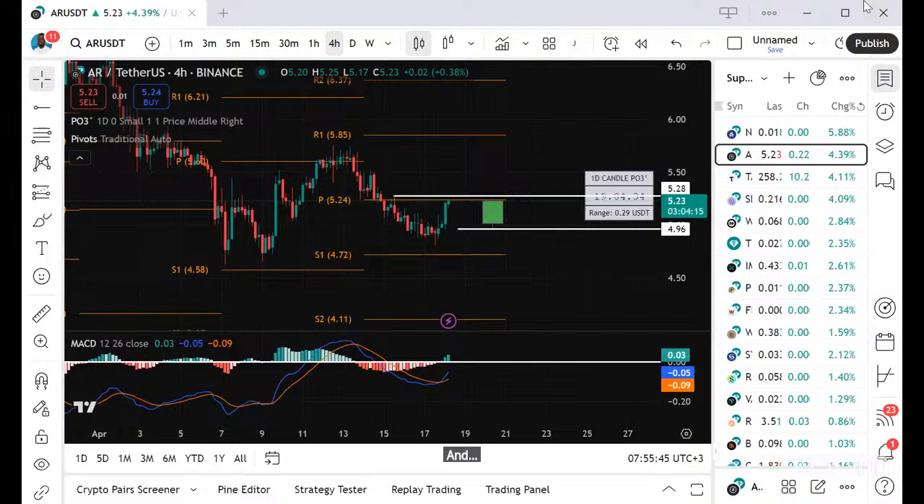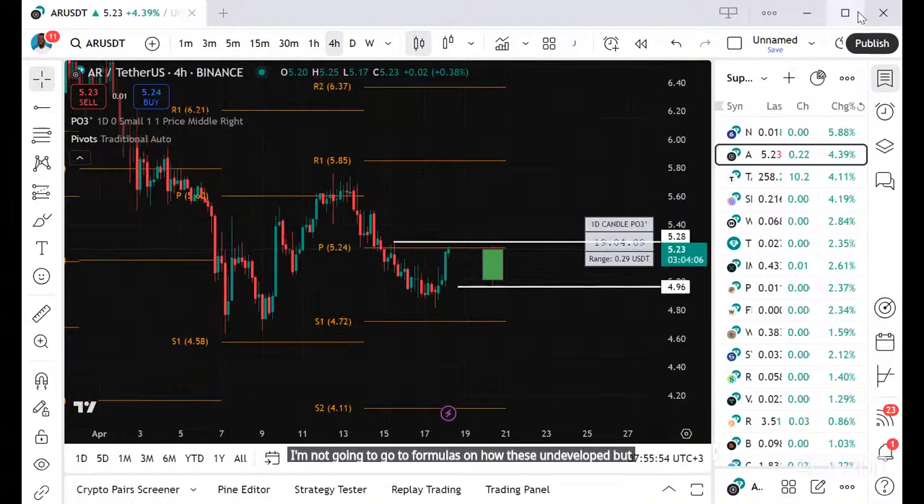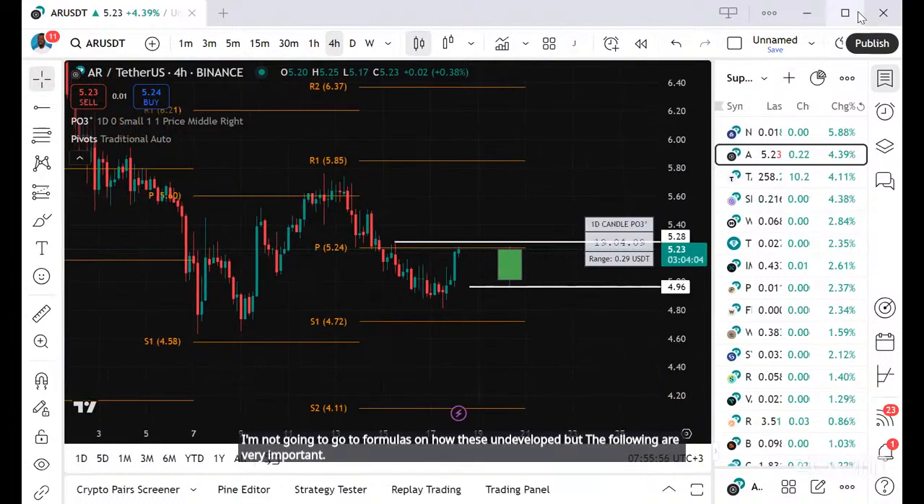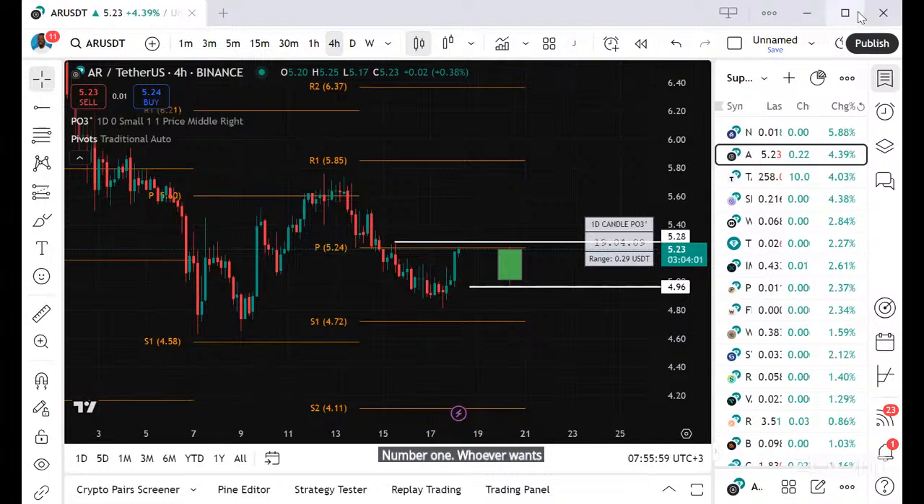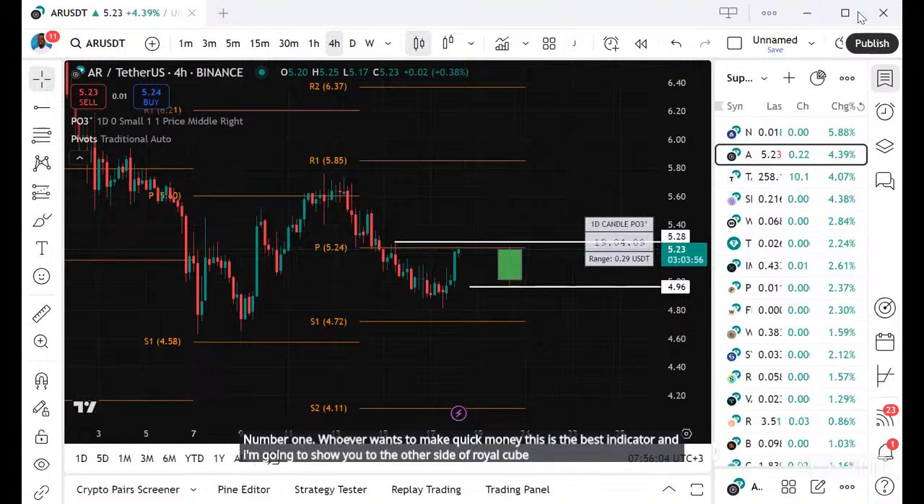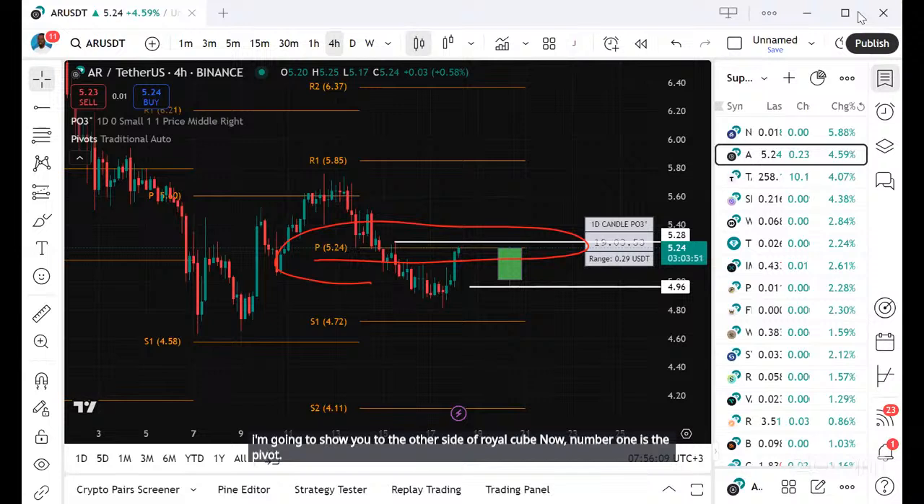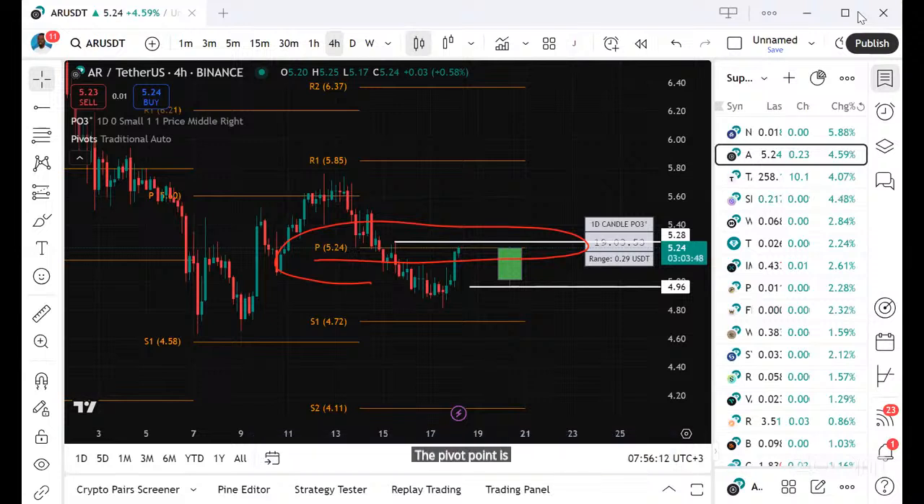Remember, I'm not going to go into formulas on how these are developed, but the following are very important. Number one, whoever wants to make quick money, this is the best indicator. Now, number one is the pivot. The pivot point is the central level. It is the key decision point. It is the decision point.